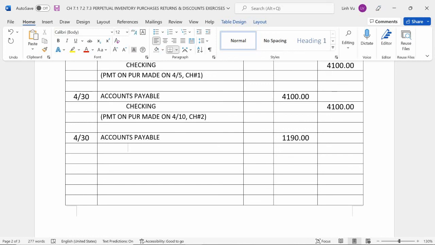What am I discounting right now? You're discounting your purchase, correct. Now, in my inventory, I place everything in at full price. So where would I take my discount out from? You would take it out of inventory. And then last but not least, you're also going to make your payment.